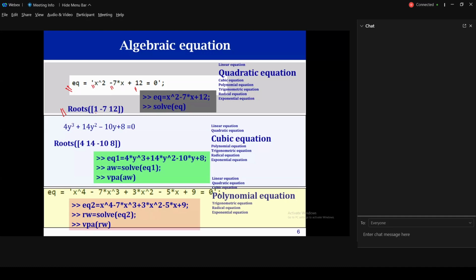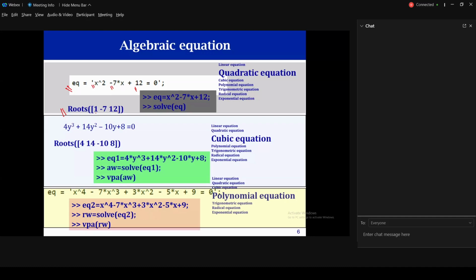So for example, if you are trying to solve x square plus 12, you don't really have the term of x, the coefficient of x, then you write 0. Okay? You write 0.